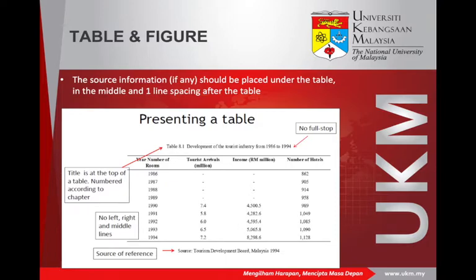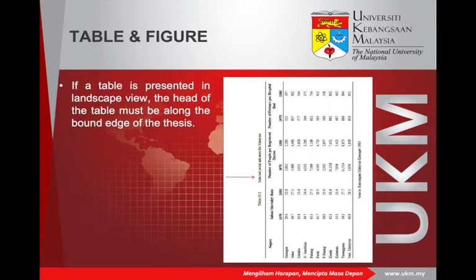If you have any source of information, the source should be placed under the table, in the middle, and 1 line spacing after the table. Now, if your table is presented in a landscape view, the head or the title of the table must be along the bound edge of the thesis, like this. So this is table 10.3. It means that this table appears as the third table in chapter 10.